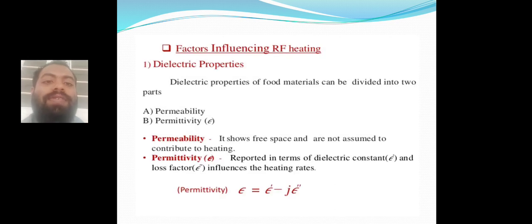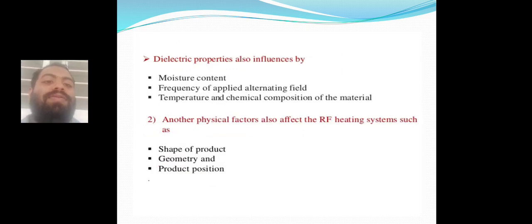Factors influencing RF heating. Dielectric properties, permittivity and permeability. Permeability is that of free space and is not assumed to contribute to heating. Permittivity is reported in terms of dielectric constant ε' and loss factor ε'', which influence the heat rates. ε equals ε' minus jε''. It is also influenced by moisture content, frequency of the applied alternating field, temperature and chemical composition of the material. Other physical factors that affect RF heating systems are shape of the product, geometry and product proportion.